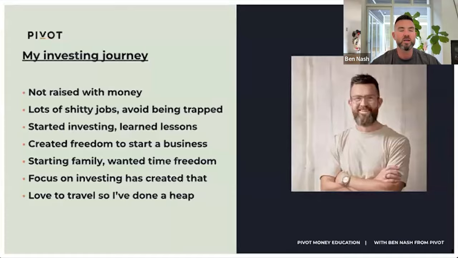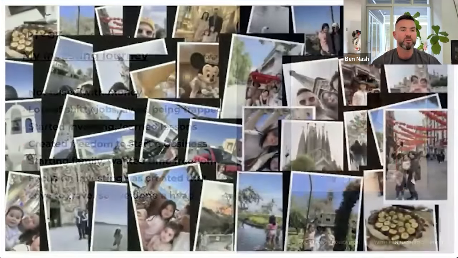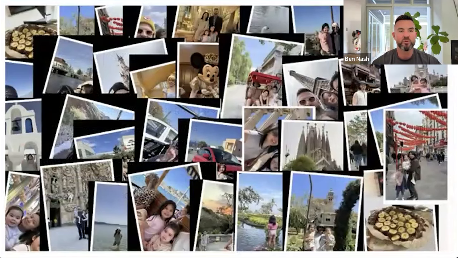And when I then started planning to get married and start a family, I wanted to create the ability to create time for myself. And I've managed to do that through my investing. I learned a lot of lessons along the way, a lot of lessons about investing, a lot of lessons about tax structures as well. But it's allowed me to create that freedom, do a bunch of stuff, create some time freedom as well, and travel, something that's important to me, and it's allowed me to do a lot of it.